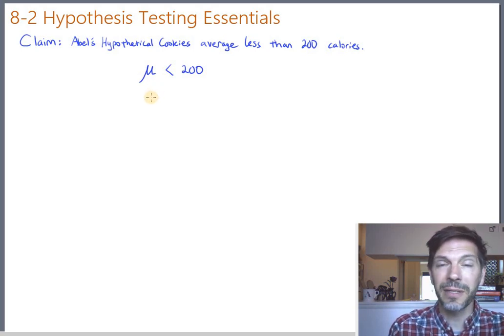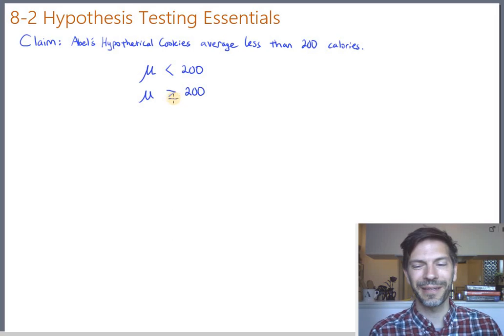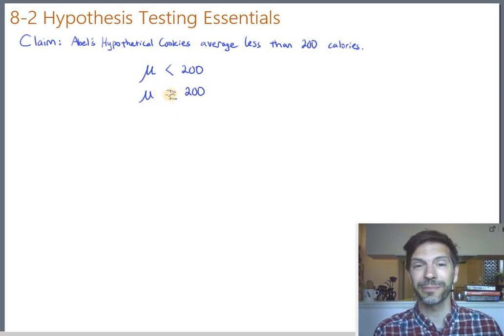We know we need the logical opposite of that. And we set these two up. You always use the same symbol, the same number, and just say if it's not less than, what is it? Well, if it's not less than, it's got to be greater than or equal to. So not just greater than. Keep in mind that you need to cover all possibilities, including that it might be equal to 200.